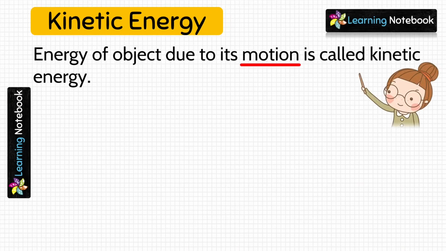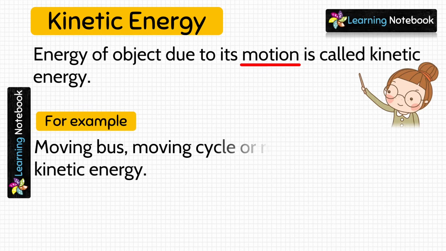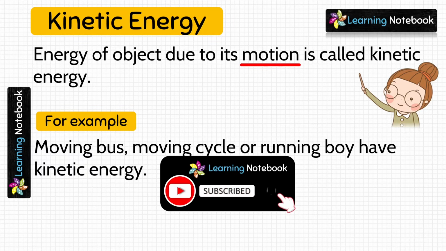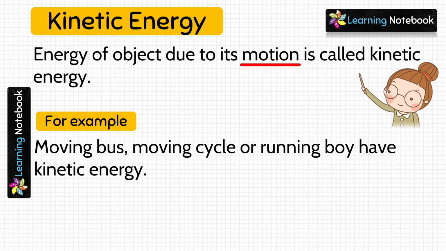Let's see the next type of energy, kinetic energy. Energy of object due to its motion is called kinetic energy. So students, any object which is moving has some kind of energy which is called kinetic energy. Let's see some examples. Moving bus, moving cycle or a running boy, all these have kinetic energy.